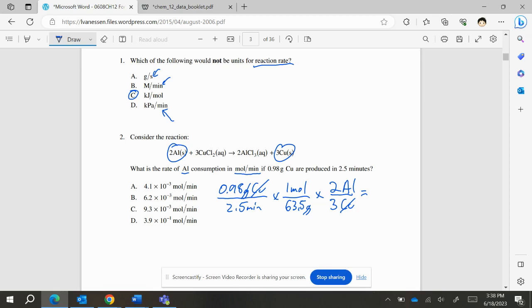And I grab my calculator and go 0.98 divided by 2.5 divided by 63.5 times 2 divided by 3. And I get 0.0041, or in other words, move the decimal places over 3 times. So 4.1 times 10 to the minus 3. And again, we said that's moles of aluminum per minute.